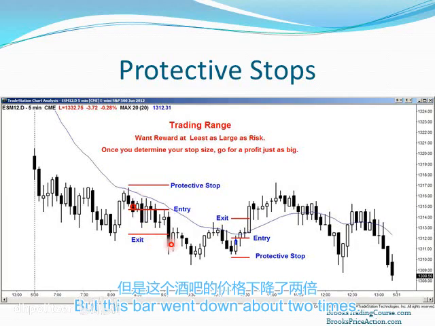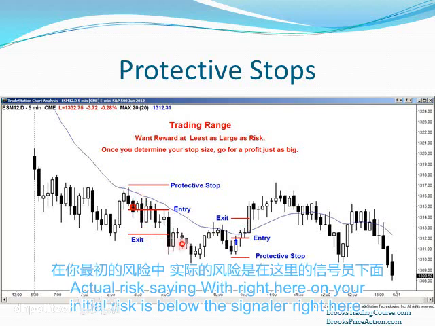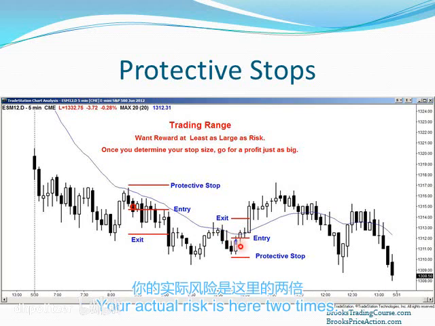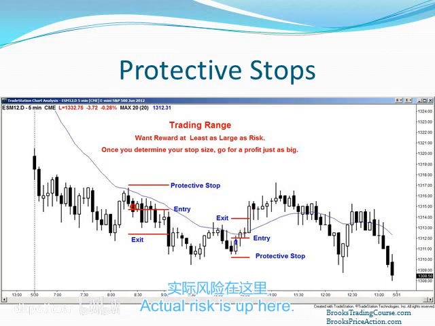But this bar went down about 2 times actual risk. Same with right here. Your initial risk is below the signal bar right here, but once you're in the trade, let's say you bought above the bear bar, let's say you bought above the bull bar, your actual risk is here. 2 times actual risk is up here.